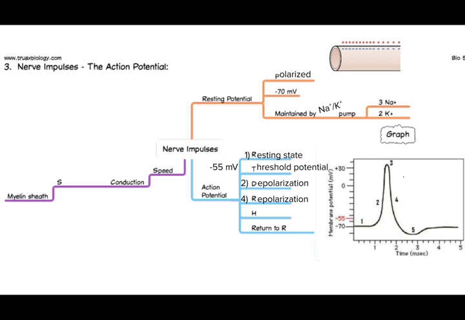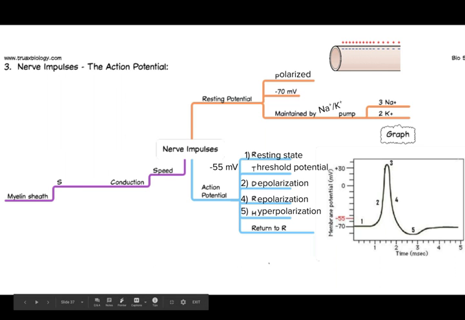Then your body does too good of a job and it goes past negative 70. So it does what we call hyperpolarizes. So it becomes overly negative on the inside, and we end up having a hyperpolarized membrane. So then finally, the last step would be occurring right here, where it's going to return to its resting state thanks to those sodium-potassium pumps that maintain it.